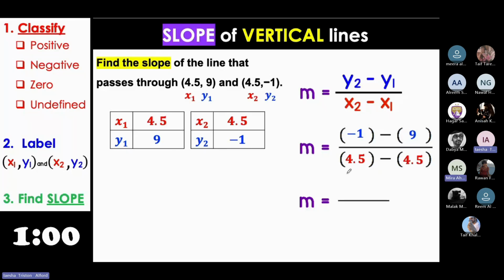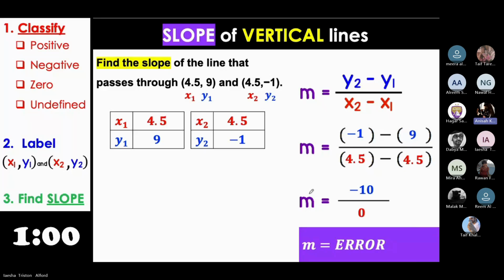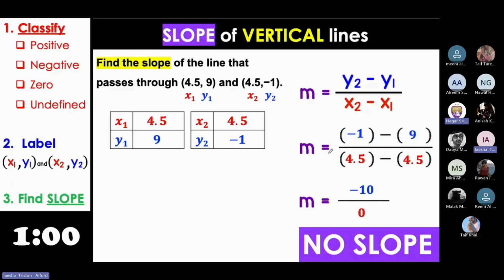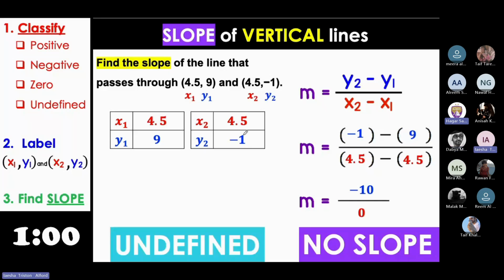Fine. Subtract. Start with the top. Negative 1 subtract 9, negative 10. And 4.5 subtract 4.5 is 0. Divide. You get error. Error means what? No slope. Not 0, it means no slope. What's another word for no slope? Vertical. Undefined. Good. And the line in the graph should be vertical.